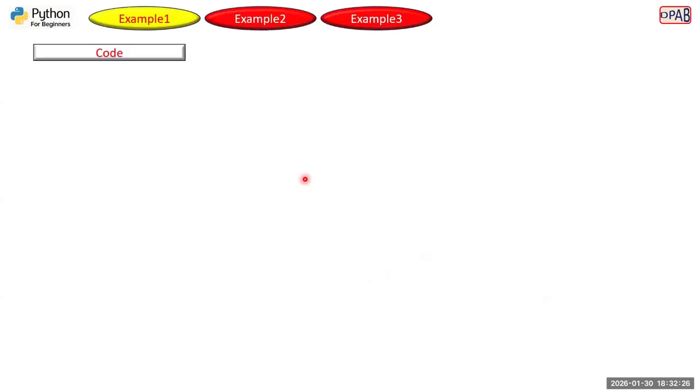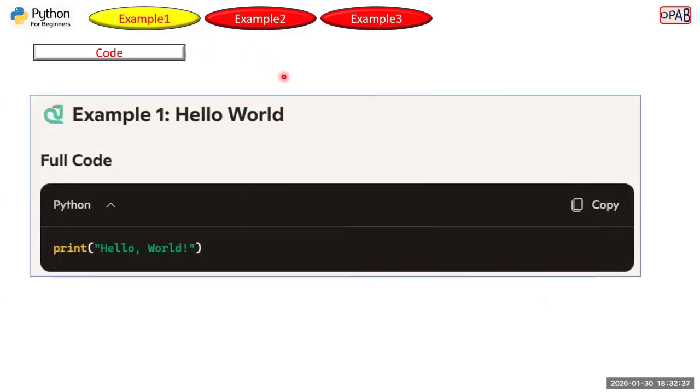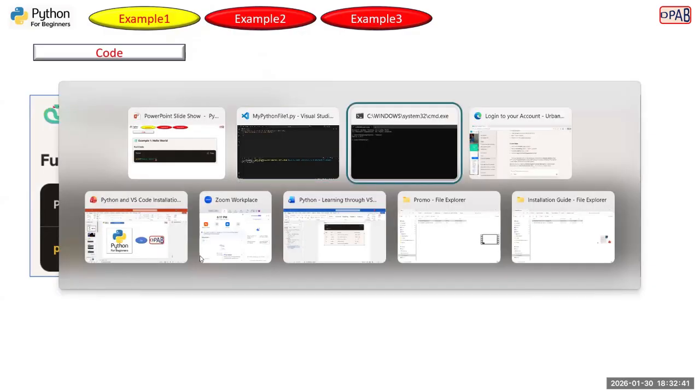Now there are going to be 3 examples in this. Yellow color means we are in the particular example. Red color means we have not covered it. Green color means that particular example we have covered. So this is the code: Python, print hello world. Shall we go and check it now?